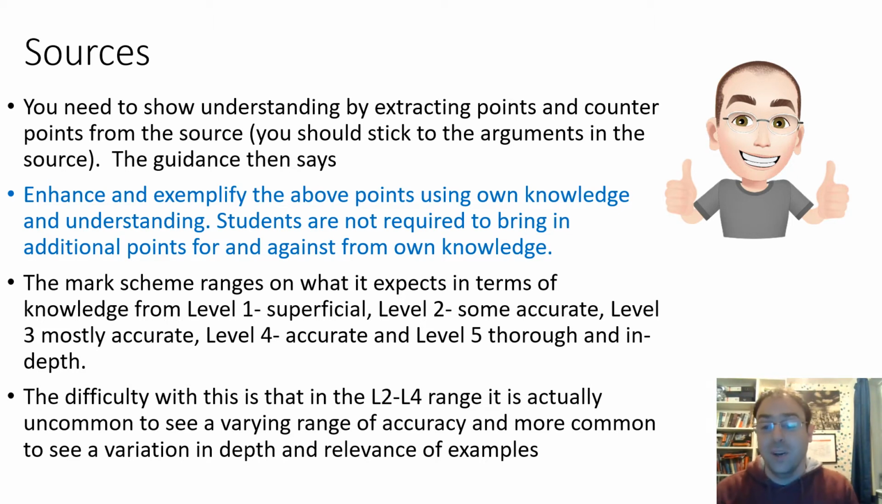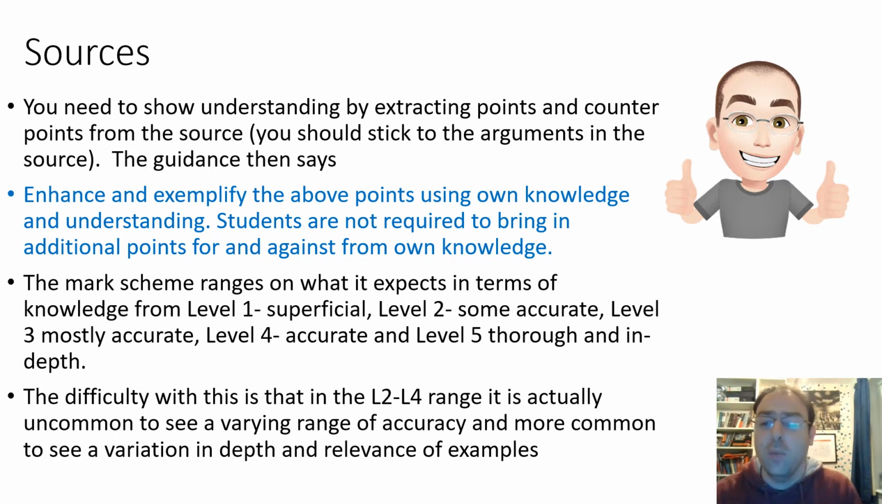Now, one of the interesting things on this, and in a way quite a frustrating thing, is if you go through the mark scheme, you identify the bits which are A01 as you go through. Well, level 1 kind of makes sense. It says superficial. So if you don't know very much, you really don't know anything specific, you're going to get level 1. Level 5 is fairly straightforward, not easy to do, but fairly clear on what it wants you to do. Thorough and in-depth knowledge. Somebody who knows absolutely tons is going to get level 5, and somebody who knows absolutely nothing is going to get level 1.